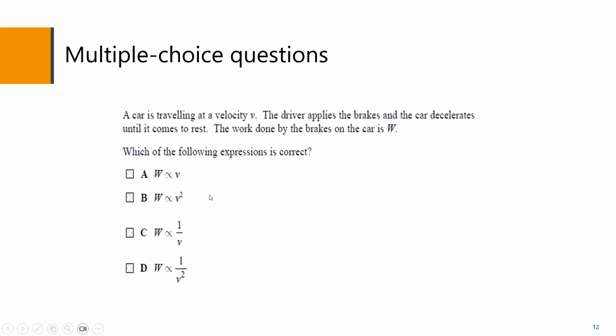The driver applies the brakes and the car decelerates until it comes to rest. The work done by the brakes on the car is W. Which of the following expressions linking W and v is correct? Option A, W proportional to v. Option B is W proportional to v squared. Option C, W proportional to 1 over v. Or D, W proportional to 1 over v squared.